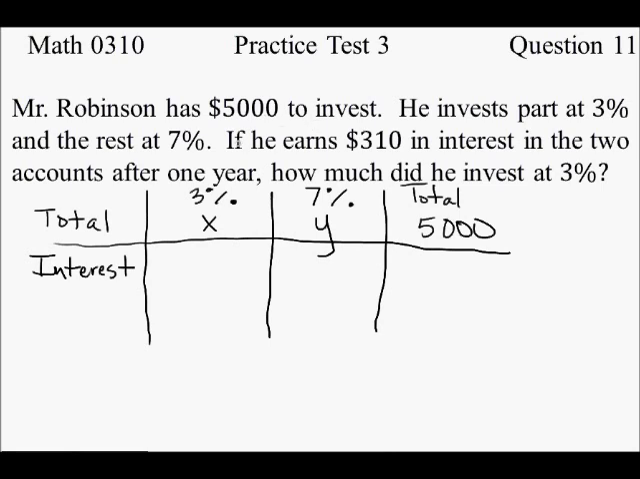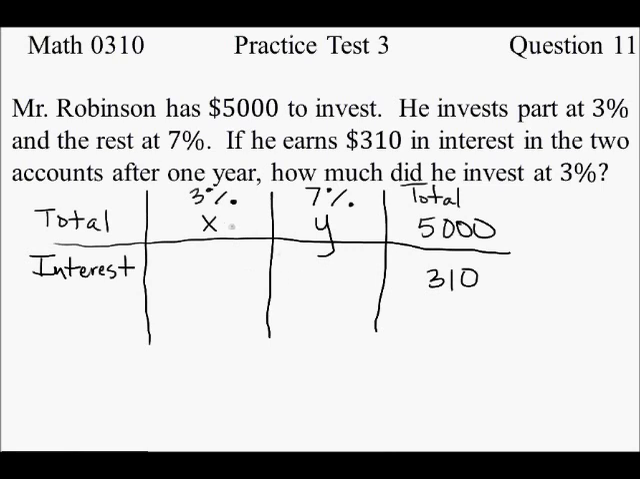All right, and so the interest earned was $310. He earns $310 in interest in both accounts after a year, so that is our total interest. So the total interest there is $310. And now we need to develop some expressions for how much interest we're getting from each one. That'll help us out here to solve this.